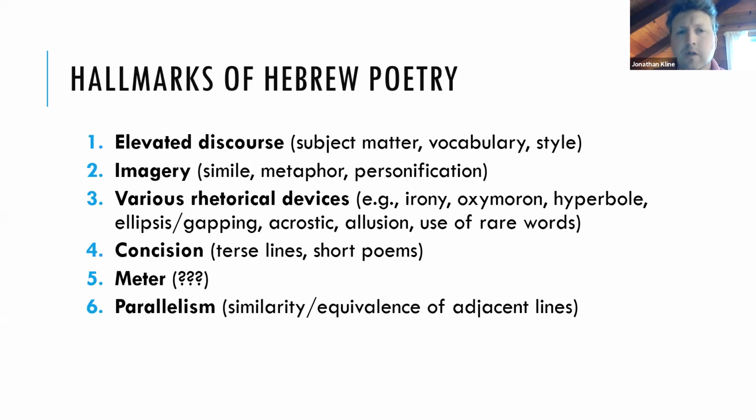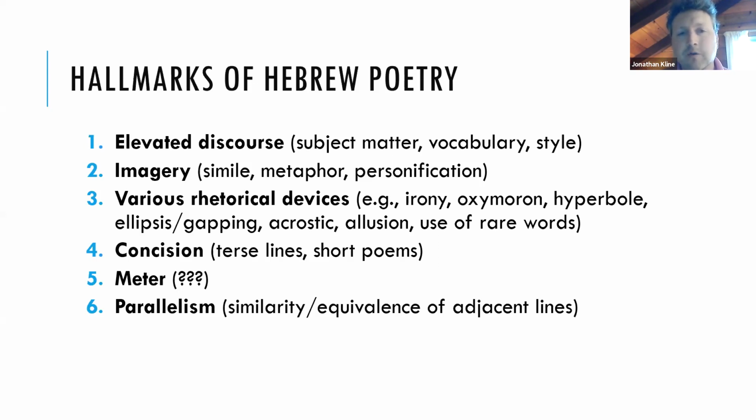The fourth characteristic or hallmark of Hebrew poetry is concision. Lines are terse, poems are short. The fifth hallmark of Hebrew poetry, maybe, is meter. So I've thrown in a bunch of question marks here. It's basically debated whether Hebrew poetry has meter. I think the short answer is it probably doesn't, or at least it's not nearly as consistent as it is in other poetries. We'll talk about this a little bit briefly later, but I thought I at least needed to mention it as a possibility.